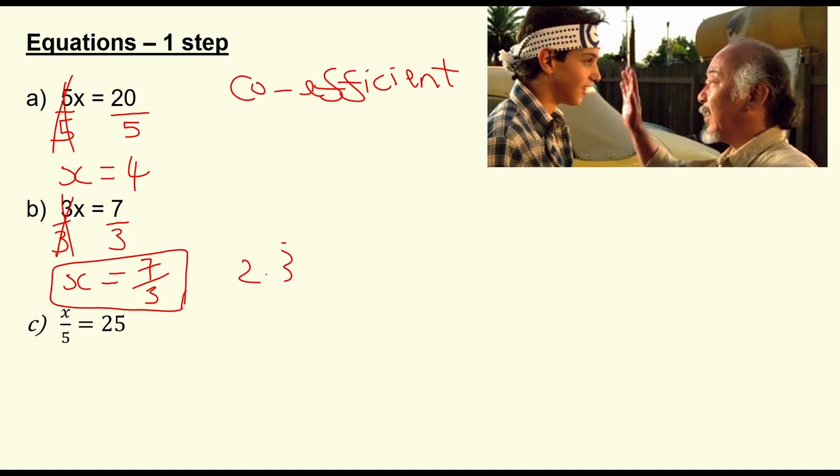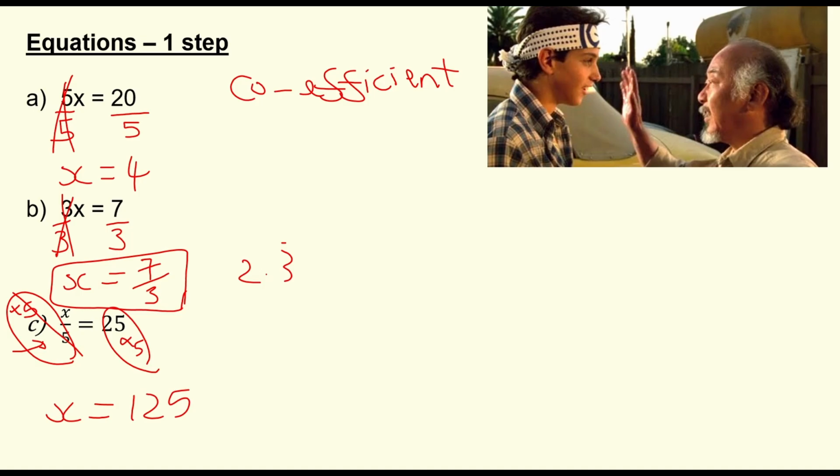Now, on this occasion here, our x coefficient is actually divide by 5. So to get rid of divide by 5, we need to do the opposite of divide by 5, which is to times by 5. But we must keep balance in everything we do with equations. So if we times x over 5 by 5, we must times 25 by 5. So those two will cancel out. x equals 25 times 5, which is 125. Okay, and that should make sense.